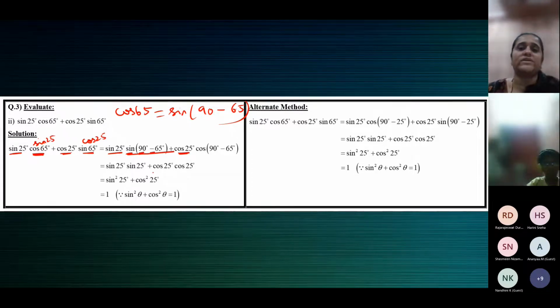So next step, I should only find the difference. What is 90 minus 65? 25. Sin 25. Don't again use the rule. You've used the rule already. Now just find the difference. 90 minus 65 is 25. Sin 25.